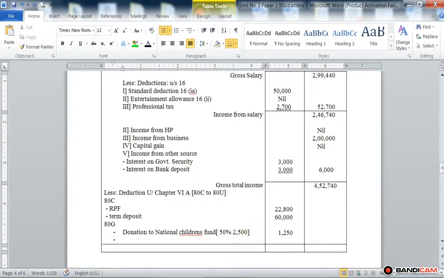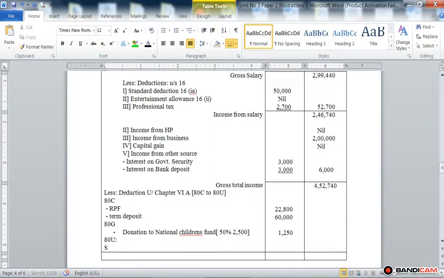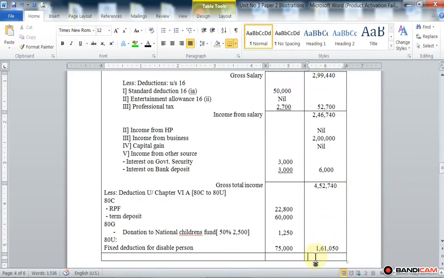Here one deduction is remaining, that is 80U. 80U is for a disabled person. That is a standard or fixed deduction for a disabled person, that is 75,000. Now make the total, that is 1,61,050. Deduct this from gross total income. Here we get 2,91,690. It is called total taxable income.